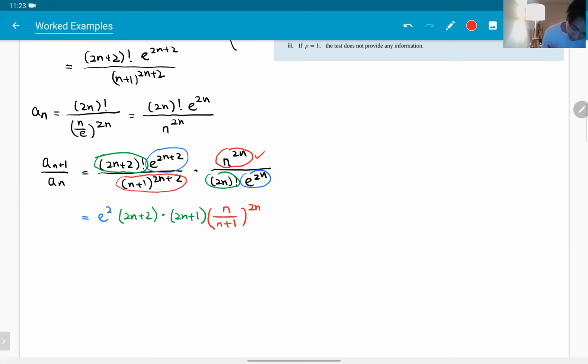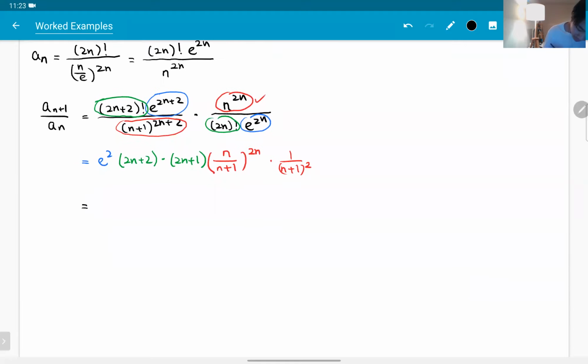So I took care of the numerator. And the denominator has 2 more powers of n plus 1. So times 1 over n plus 1 squared. So I want to simplify this even further. We write it as e squared, 2n plus 2, 2n plus 1, over n plus 1 squared. Now times n over n plus 1 to the 2n power.